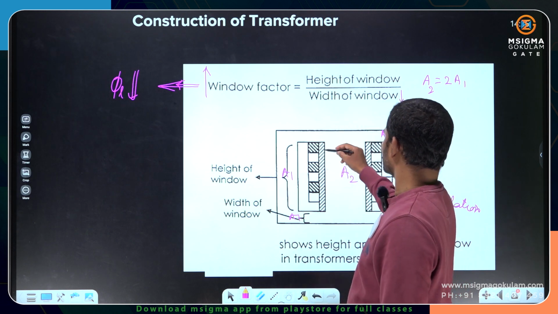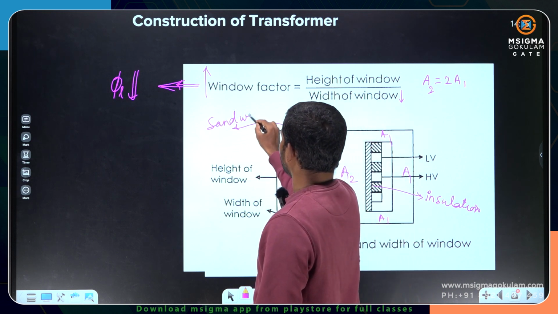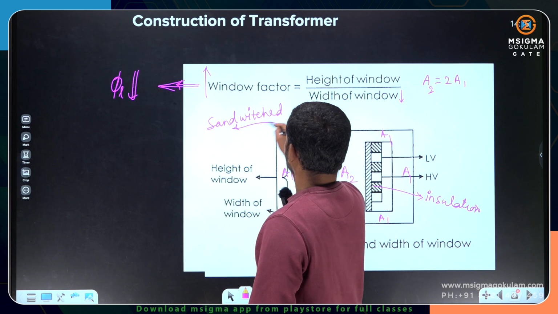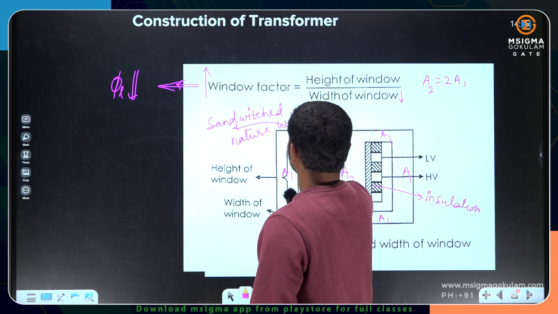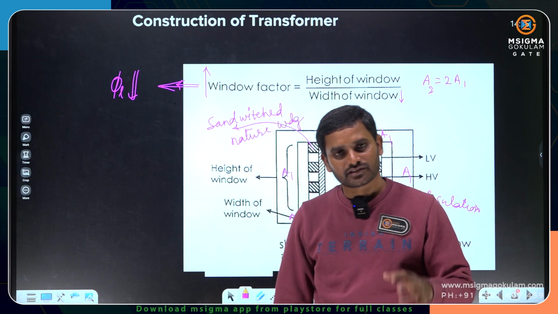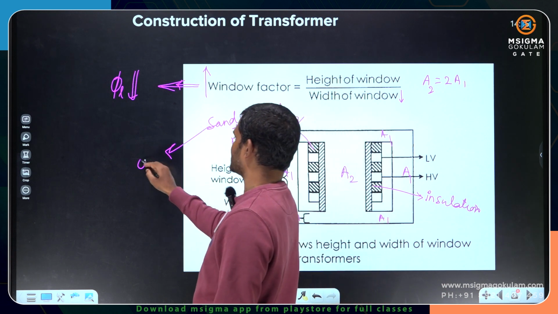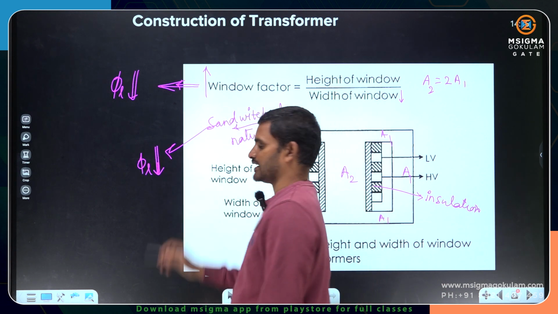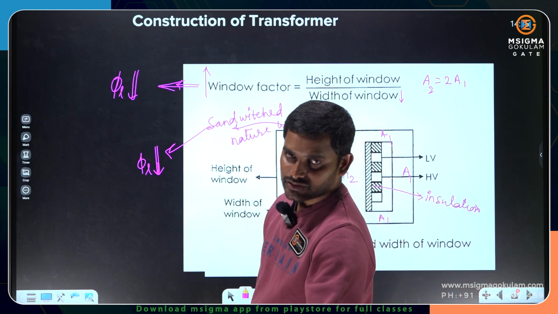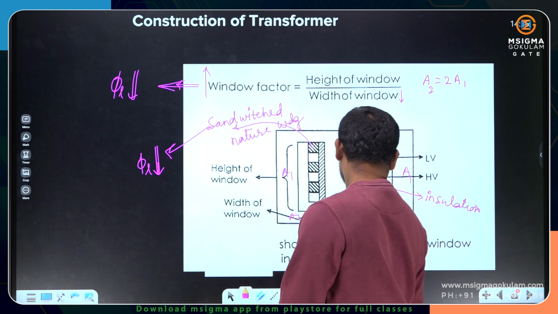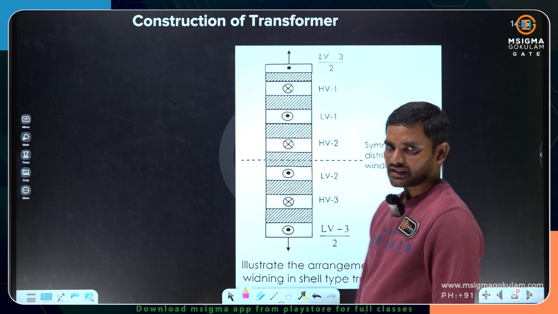So we call this winding sandwiched winding, or sandwich nature winding. Sandwich nature winding is also mainly to minimize the flux lines. It will decrease the leakage flux lines, so that power transfer capability will be enhanced. Okay, let us move on to the placement of winding.